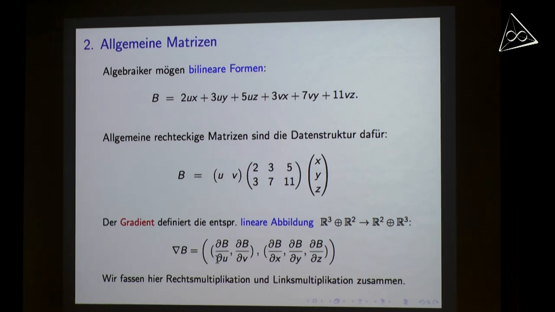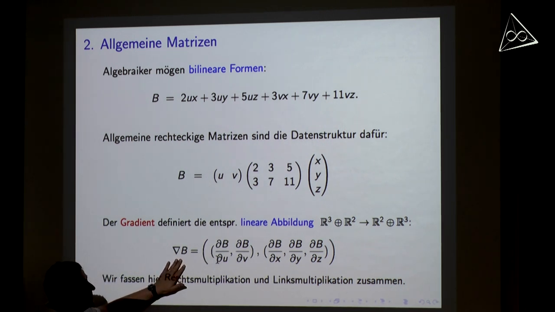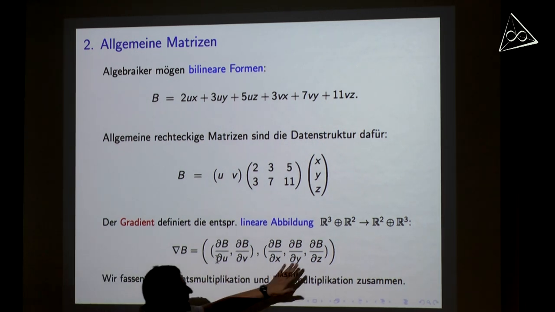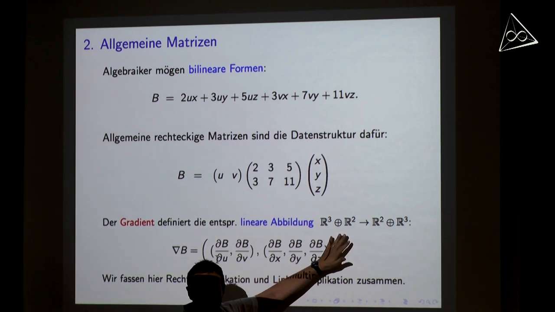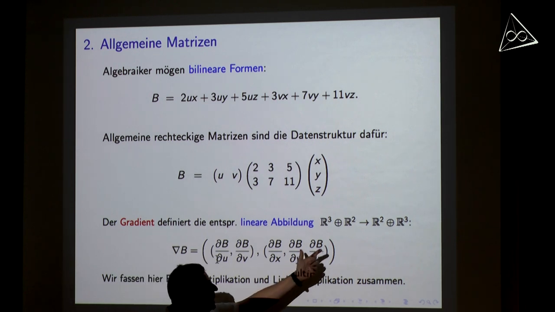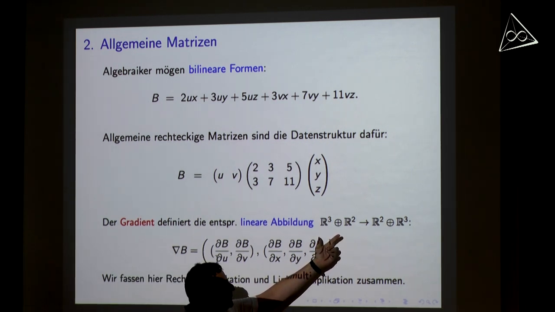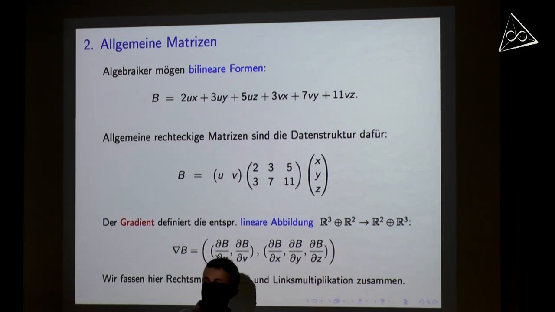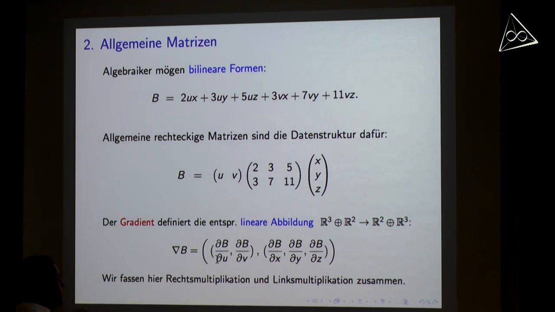Because of this separation, it makes sense to think about the gradient map. The gradient map on the face of it is a linear map from five-dimensional space to itself. But it makes sense to think about this five-dimensional space as R3 plus R2 mapping to R2 plus R3. Another way, we're combining the right multiplication and the left multiplication, right?